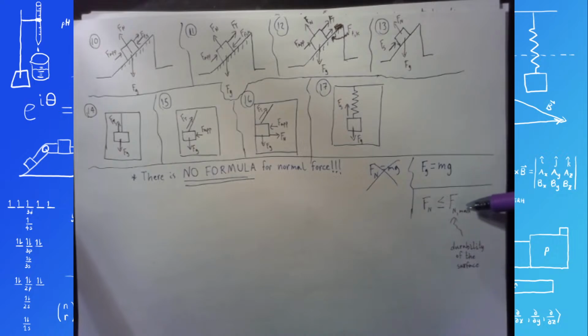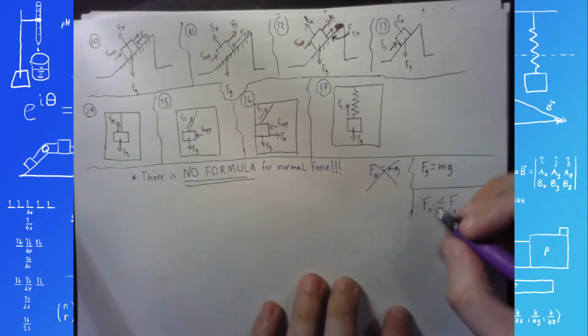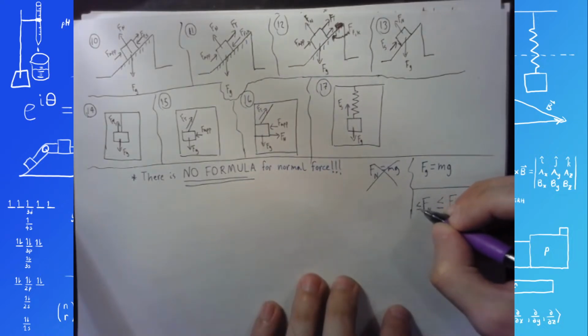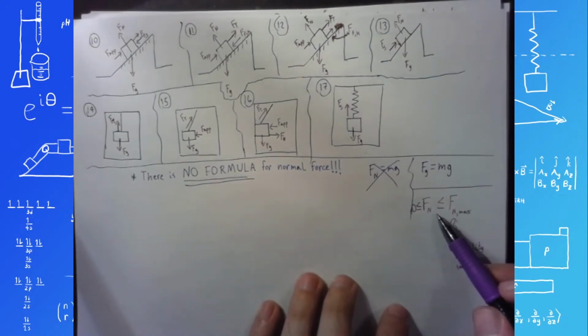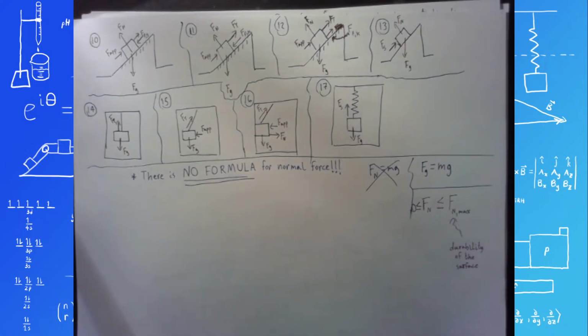There's only an upper limit for how high it can go, and other than that, it can be as low as 0, so I should probably expand this inequality, put a 0 in there. So normal force is between 0 and some maximum. There's no such thing as negative normal force because surfaces can only push, they cannot pull. But there you go.